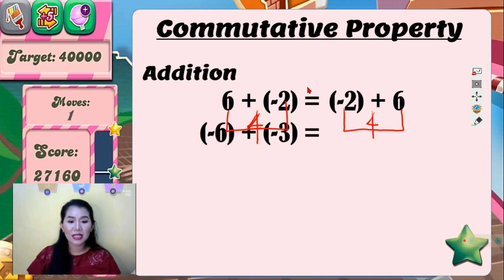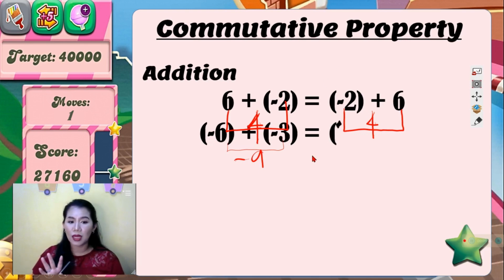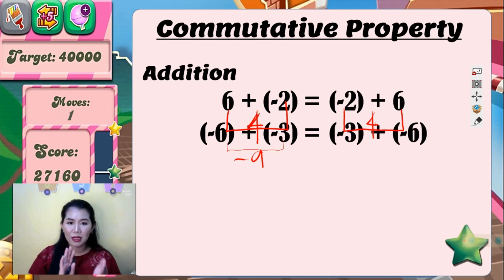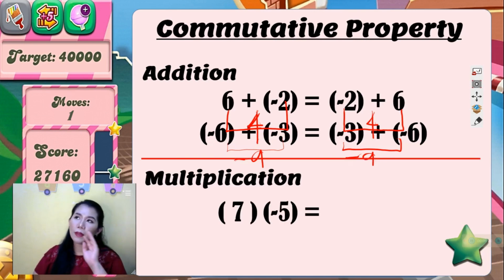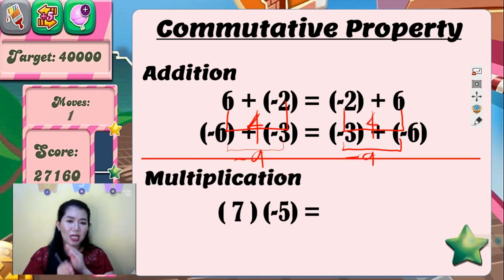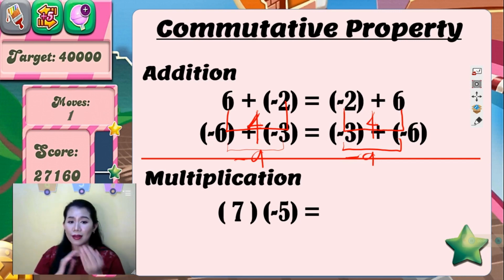Okay? And so, the same with negative 6 plus negative 3. So, ang sagot natin dito ay negative 9. And so, kapag binaliktad din natin siya, naging negative 3 plus negative 6, kahit pagbaliktarin mo sila, ang sagot nito ay ganun pa rin naman. The answer is negative 9. Okay? So, let's proceed to multiplication: kahit pagbaliktarin mo yung dalawang integer na tina-times mo, it does not affect the product.